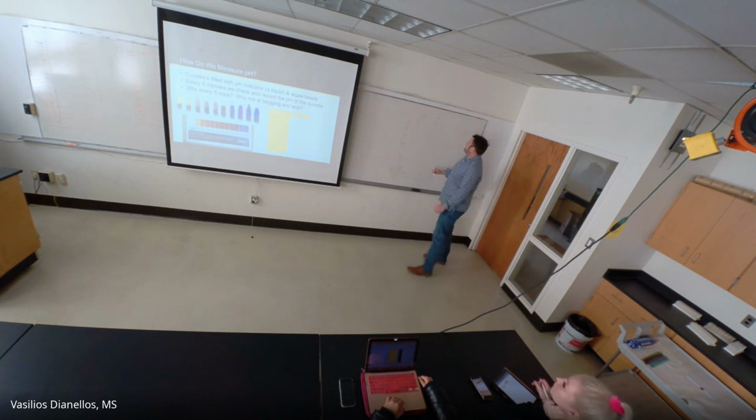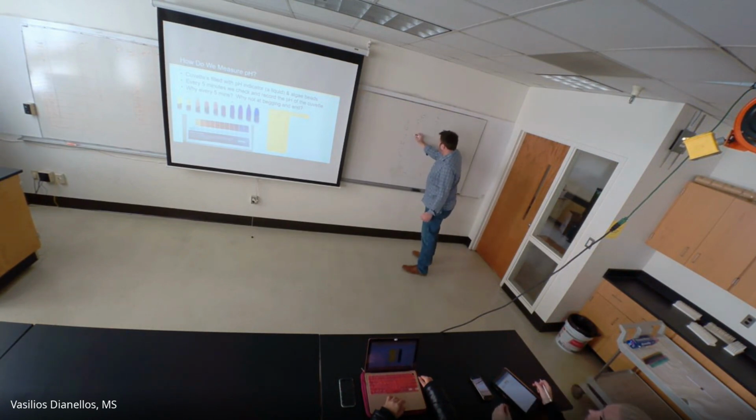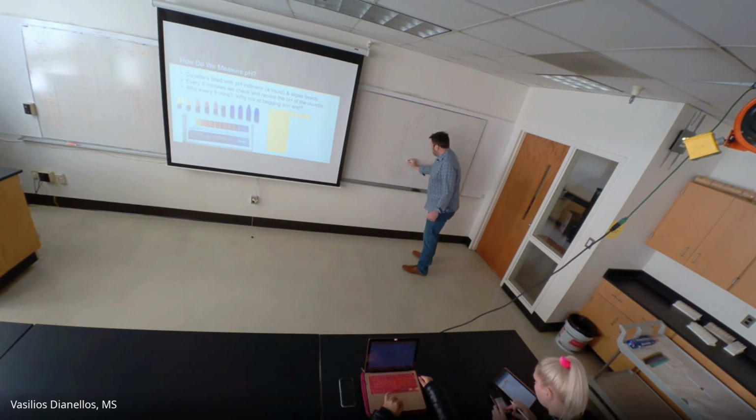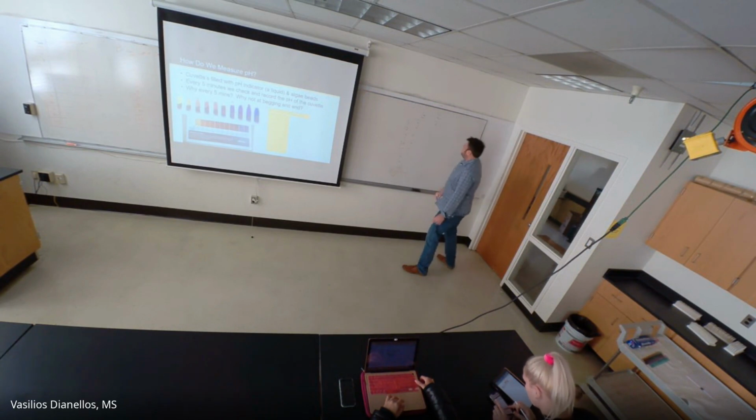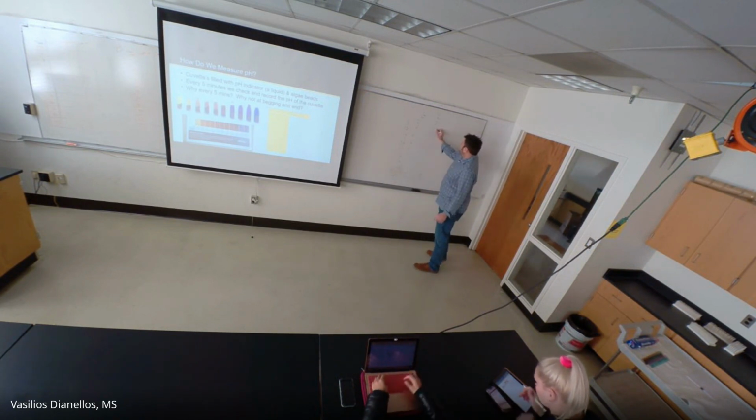But what if it does this? What if green goes 4, 4, 4, 5, 5, 5, 5, 6, 7, and red goes 4, 5, 6, 7?